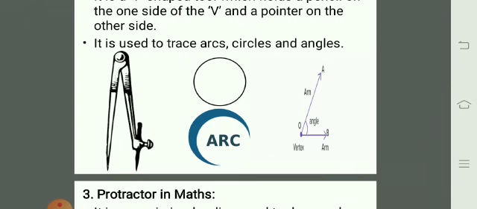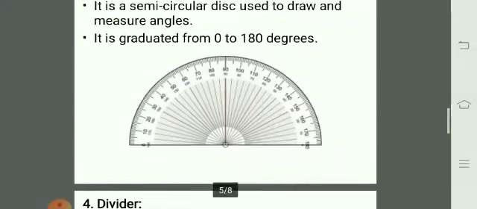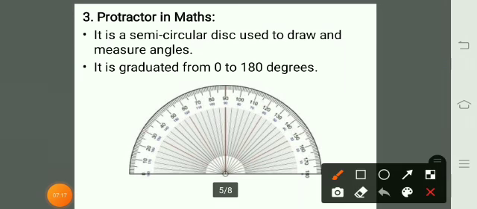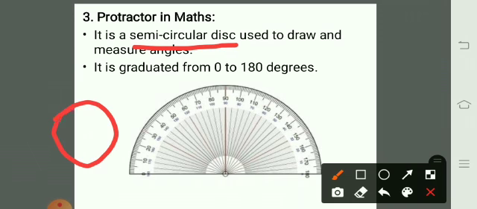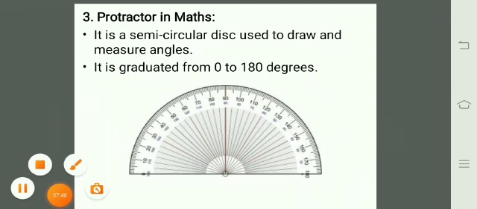Now we are moving towards the third one, the protractor. So what is the meaning of protractor? It is a semicircular disc. Why is it called semicircular? Because it is a half circle. If I draw a circle and divide it into two parts, each part can be seen like this. Semi means half. So it is a semicircular disc.